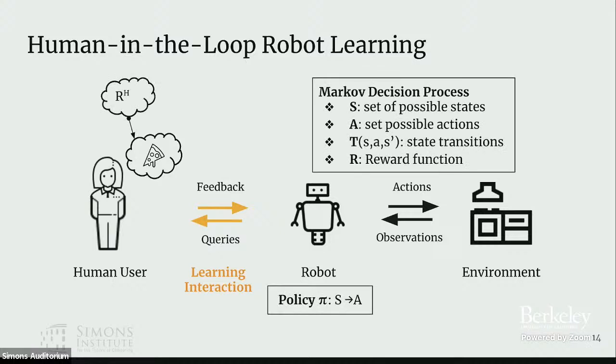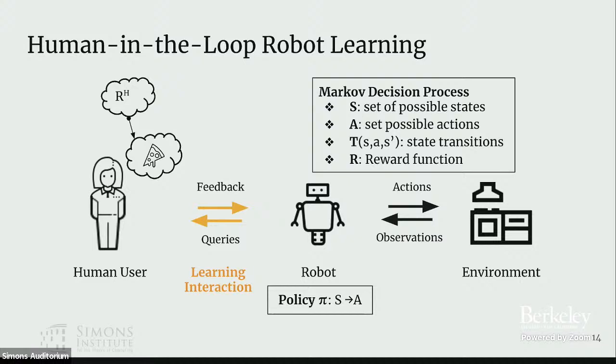Formally, the problem of robot learning is often modeled as Markov decision processes, where the robot has a set of possible states and a set of possible actions it can take to move in between these states. The state transition dynamics dictates how the robot moves from one state to another given an action. And lastly, we usually have this notion of a reward function that defines the task the robot needs to learn. The robot has a policy that maps states to actions, and the goal of the robot is to learn a policy that in expectation maximizes the accumulated reward over time.